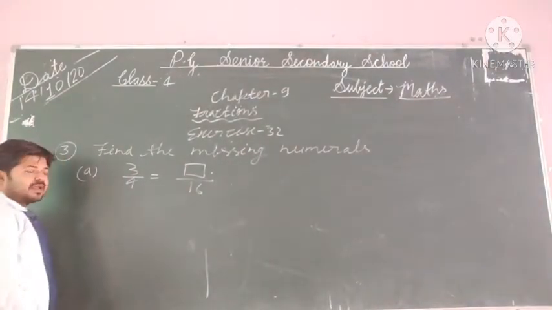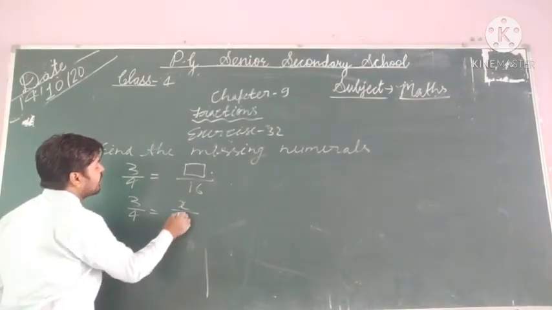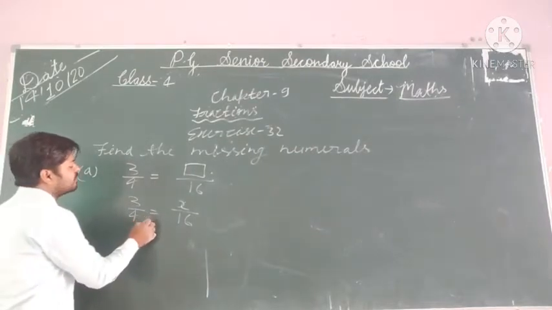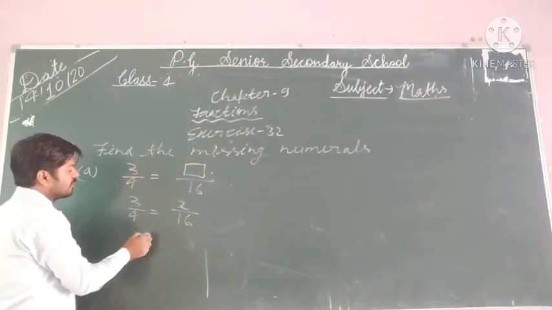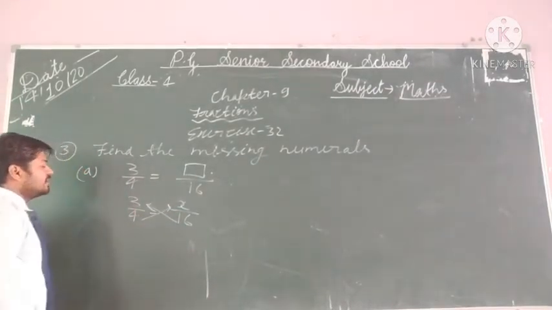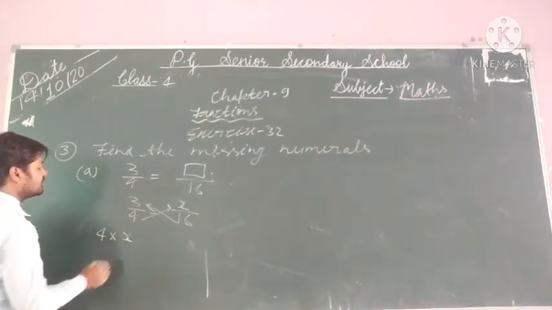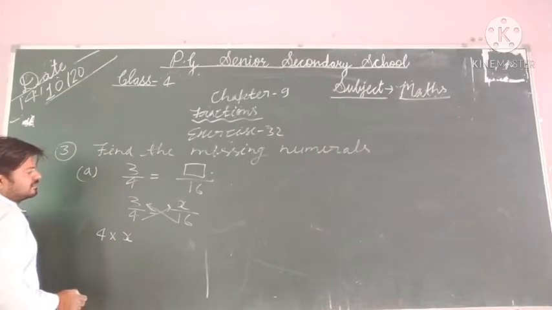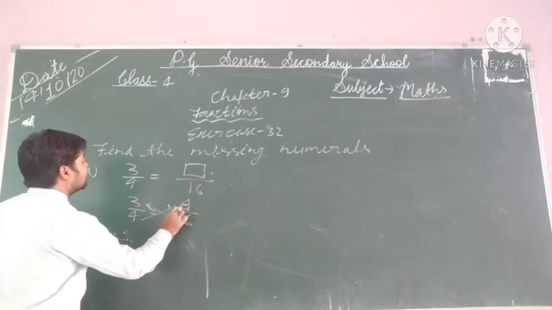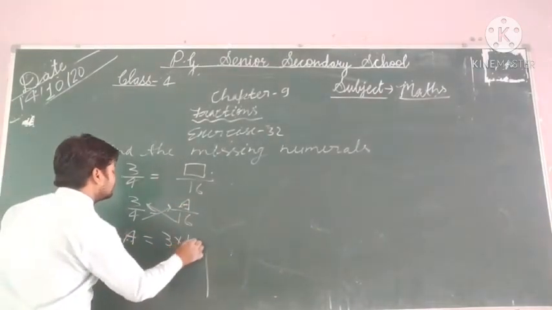So how will you solve it, beta? In place of the blank that is given, write x. Now it will be cross multiply. So 4 will be multiplied by x and 16 will be multiplied by 3. So firstly we will write the x term, 4 into x. Now at the place of x you have to write a. So 4 into a equals 3 into 16.